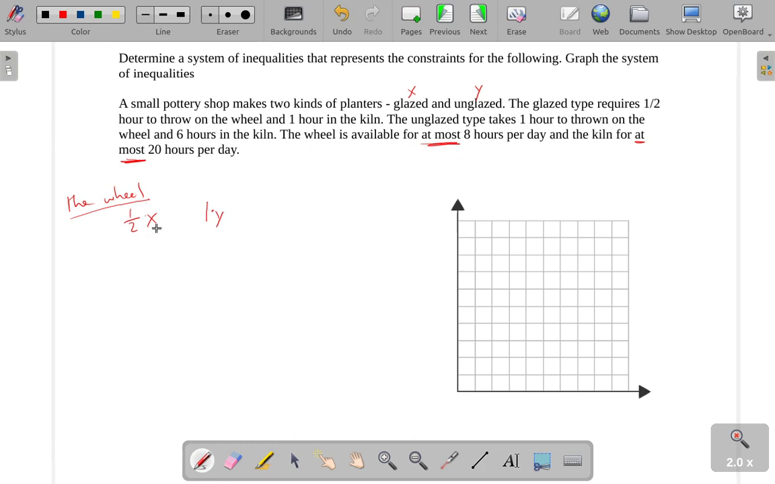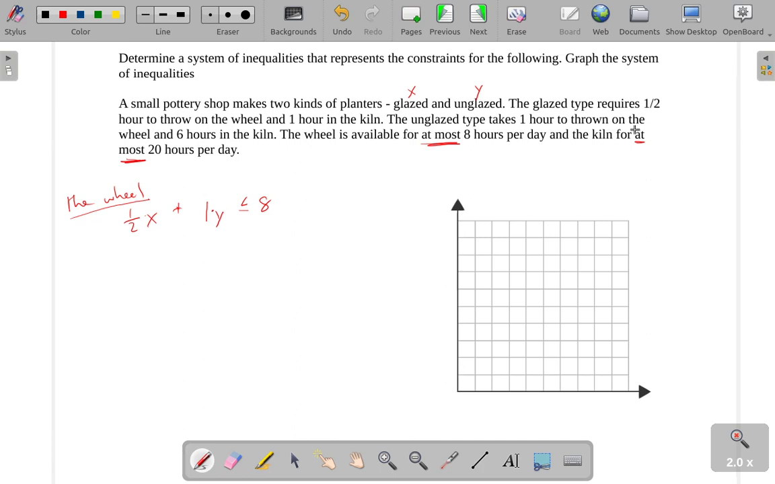So this right here is the time spent on the wheel for glazed planters. This one is the time spent on the wheel for unglazed planters. And in total, if we add those two values together, this would be the total amount of time spent on the wheel. We know that the amount of time spent on the wheel needs to be at most 8 hours. So this number, whatever it is, needs to be less than or equal to 8 hours. This is our first inequality.